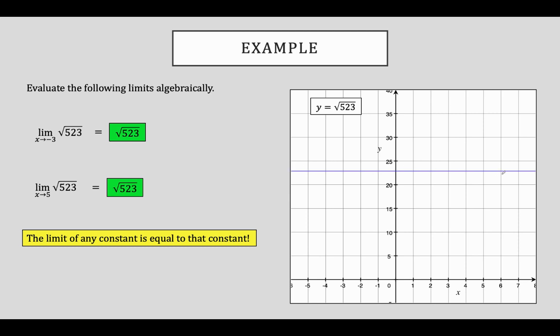Notice that no matter where we evaluate the limit along this horizontal line, we are always going to get the square root of 523. As our x values get closer and closer to negative 3, the y values are always root 523. As the x values get closer and closer to 5, the y values are always root 523. So again, the limit of any constant is equal to that constant. So there you have the first technique for evaluating limits algebraically. Direct substitution. Simply plug in the value that x is approaching for x and simplify. If you get out a real number, that is your answer.